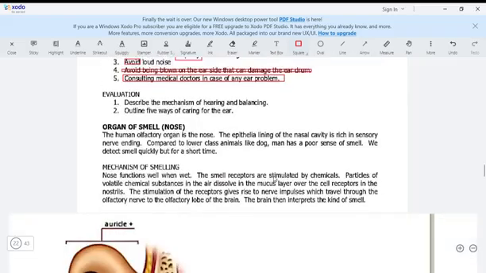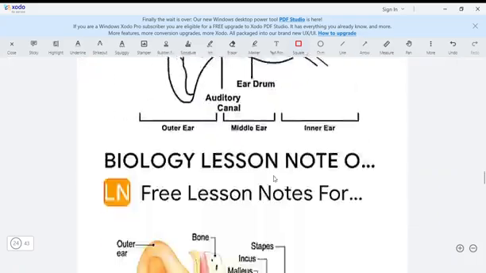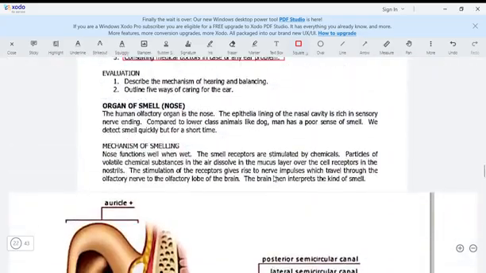Then briefly, let me say some things about the nose, which is the organ of smell. The nose is the human olfactory organ, that means for smelling. There is an epithelial lining inside the nasal cavity, which means the nose is rich in sensory nerve endings. They always detect anything that smells.